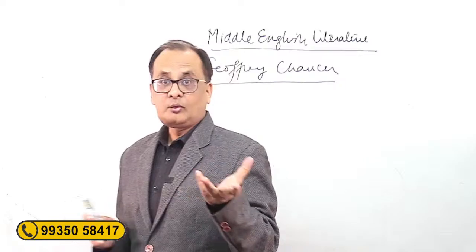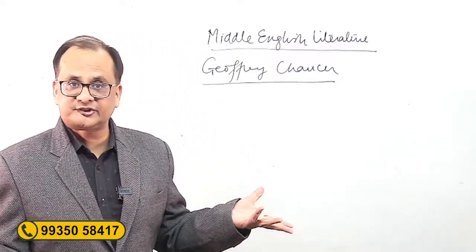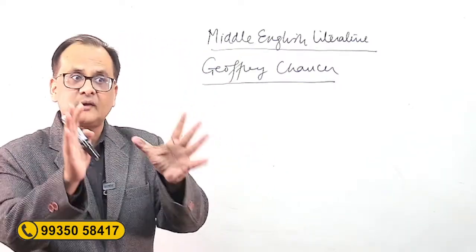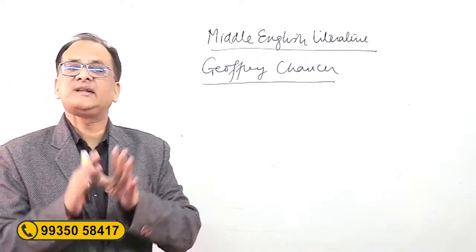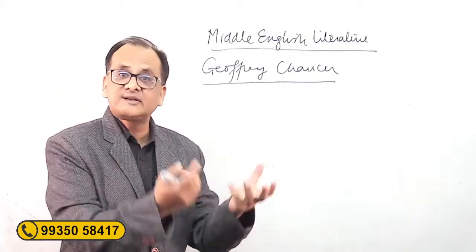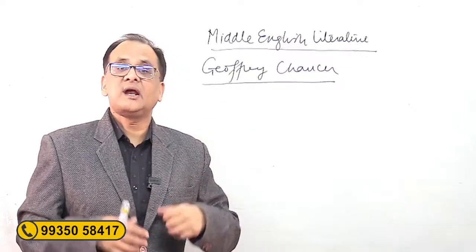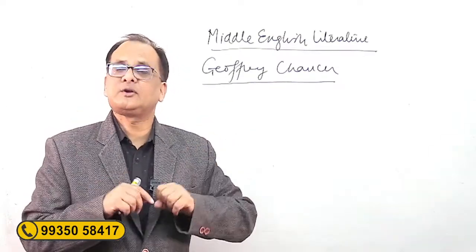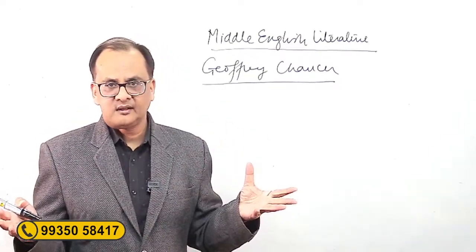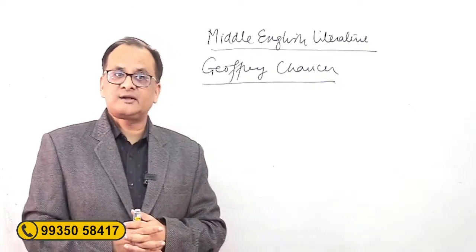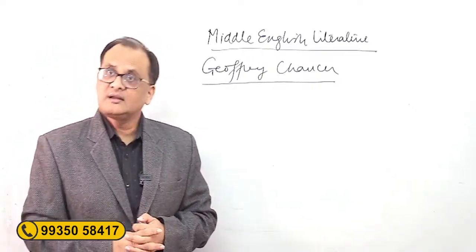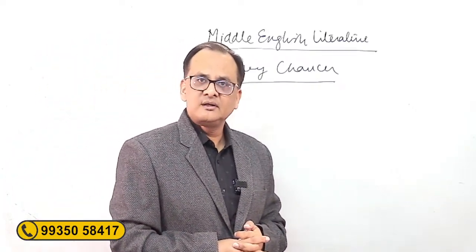Chaucer's first major work was the Book of the Duchess. And yes, the Book of the Duchess was actually an elegy for the first wife of his patron. And who was the patron? John of Gaunt.